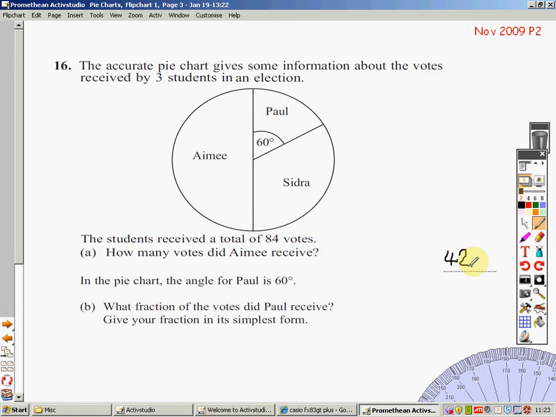That's a gift of a question. 42 votes. In the pie chart, the angle for Paul is 60 degrees. What fraction of the votes did Paul receive? That can be confusing, except just go back to the basic idea that it's 60 degrees out of the whole 360.